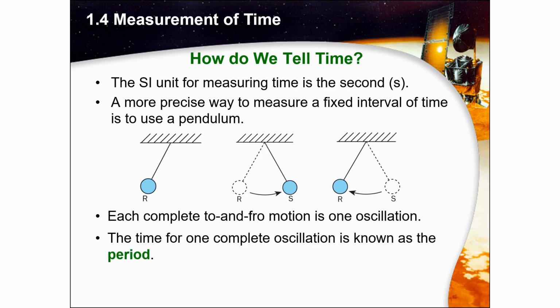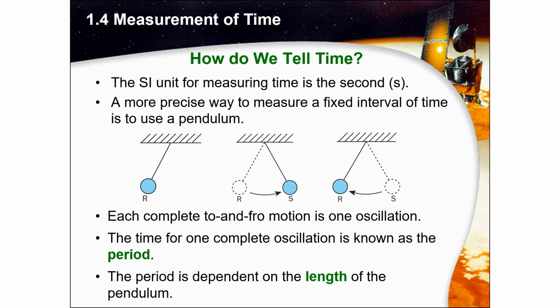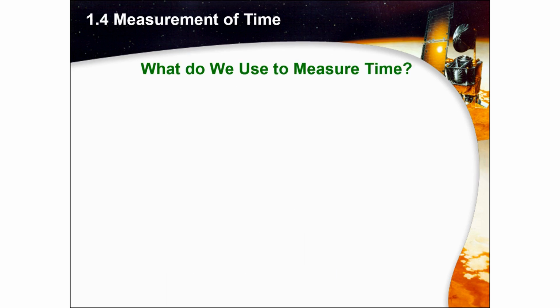The time for one complete oscillation is known as the period. The period is dependent on the length of the pendulum. What do we mean by the length? This one. The length will determine the what? The period. So the longer the length, the longer the period.